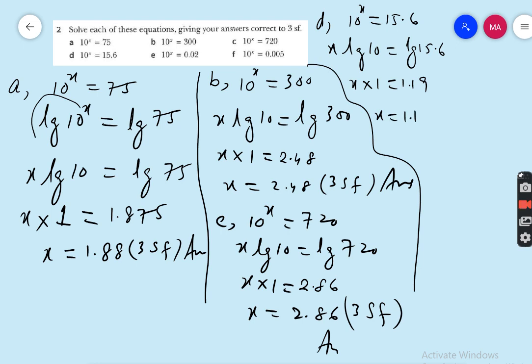So x is equal to 1.19, three significant figures. Answer.